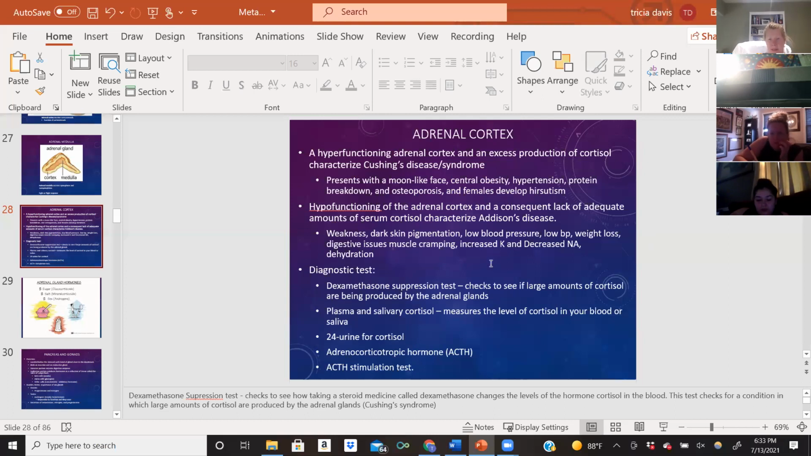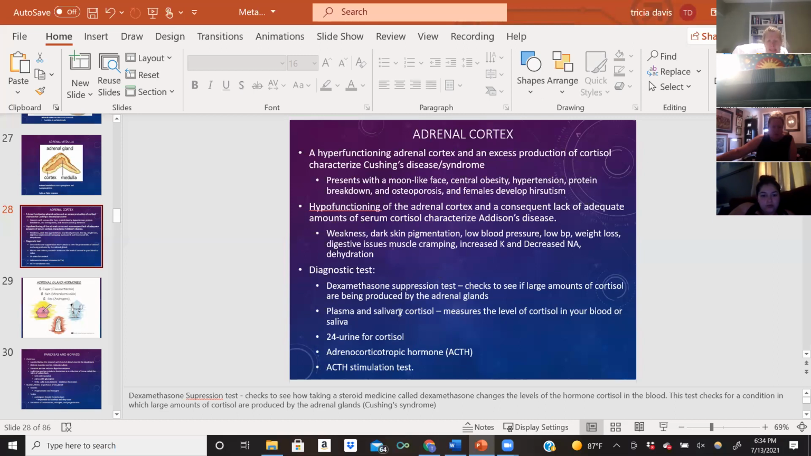So complete opposite. Okay, so you guys need to know the differences. We're going to talk more about them. So for issues involving the adrenal cortex, for diagnostic tests, we could do something called a dexamethasone suppression test. This test is going to look to see if there are large amounts of cortisol in the body that are being produced by the adrenal glands. So if a patient was thought to have Cushing syndrome, that is the test we would do.